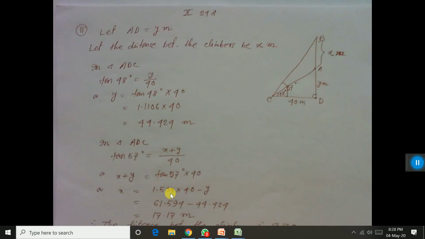See, I put in tan 57. So you have to multiply this with this and this with this. Here you have to give one bracket. Then simplify and get the value of x. And x, which I considered as the distance between the climbers A and B, that is the answer.